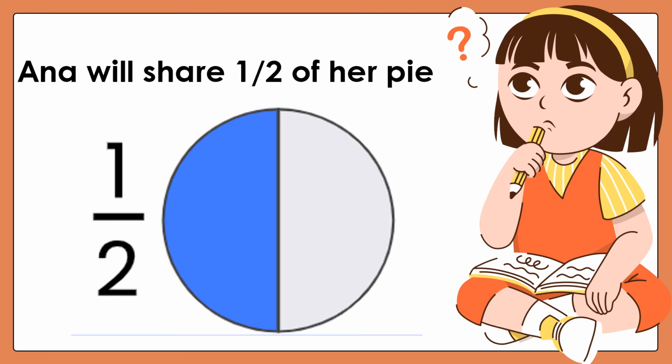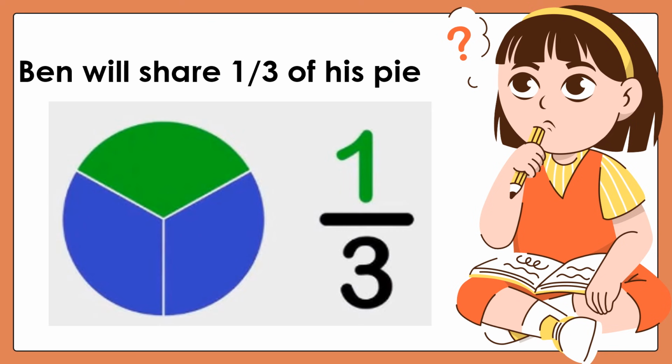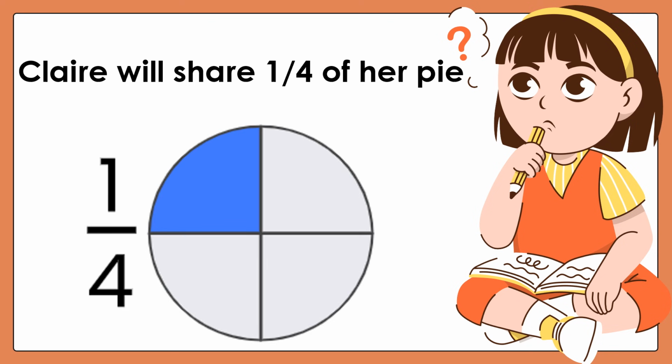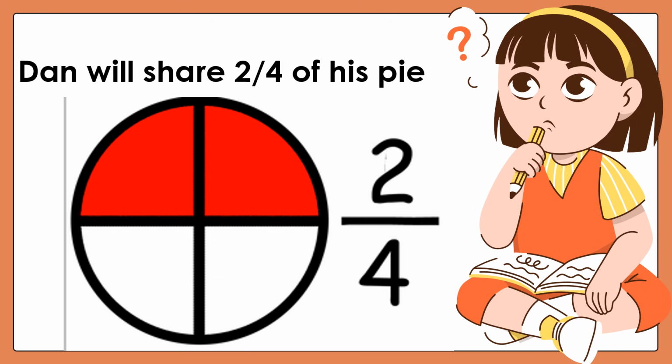And here are the answers. Anna will share 1/2 of her pie. Ben will share 1/3 of his pie. Claire will share 1/4 of her pie. And last, Dan will share 2/4 of his pie.